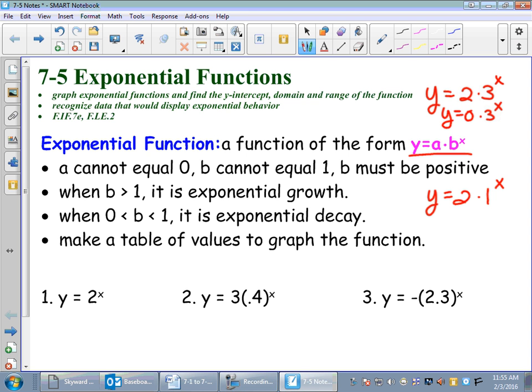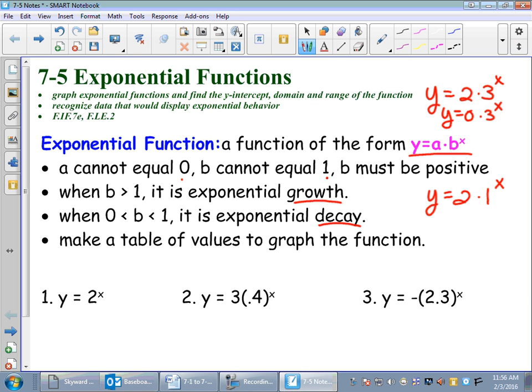So those are some things that have to happen in order for this growth or decay to occur. So a cannot equal 0, b cannot equal 1, and b has to be positive. Otherwise, you're going to be going back and forth between positive and negatives, and your graph's going to get all funky. So it's got to be a positive b value. If b is bigger than 1, it's called exponential growth. If the b value is a proper fraction between 0 and 1, so 1/2, 3/4, 0.5, 0.2, anything that is less than 1 but still positive, we consider that exponential decay.